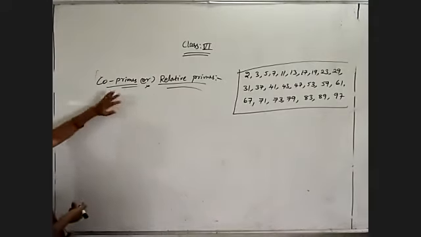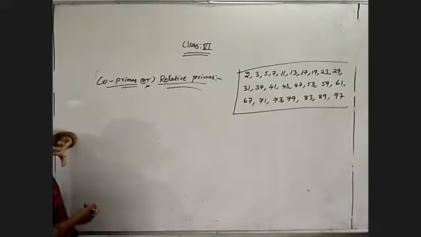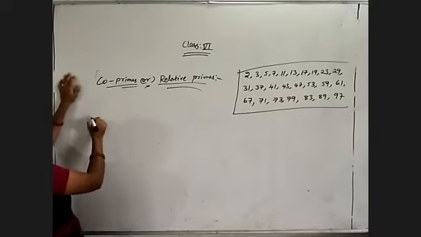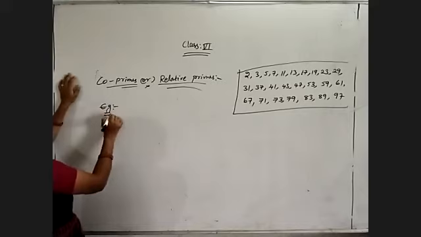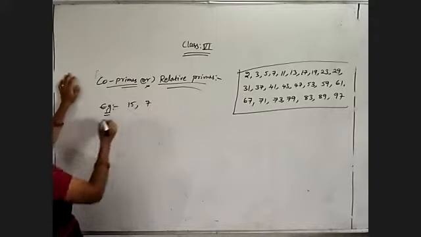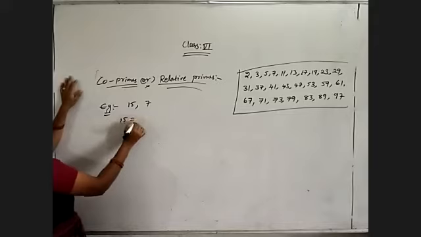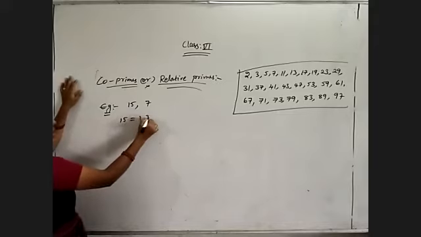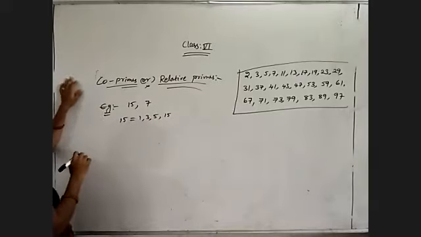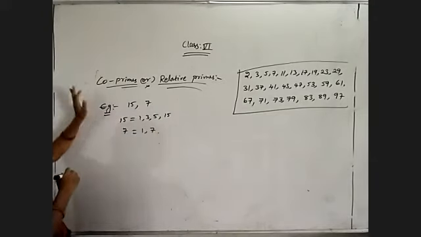So two numbers are said to be co-primes if they have only one as their common factor, means there is no other common factor for them. Suppose I take an example: take 15 and 7. Now, what are the factors of 15? Factors of 15 are 1, 3, 5, 15. And coming to 7, 7 is a prime number, so 1 and 7 are the factors of 7.